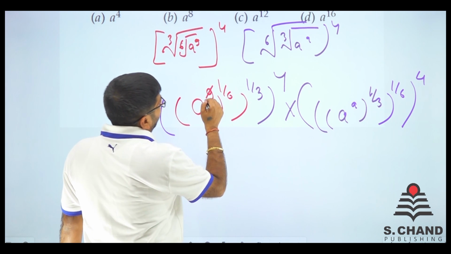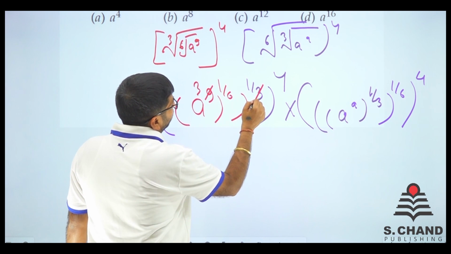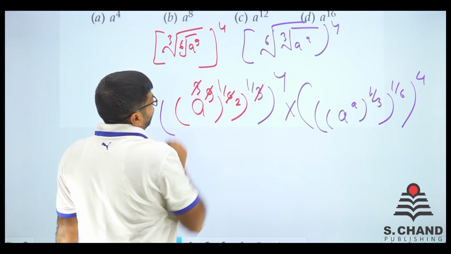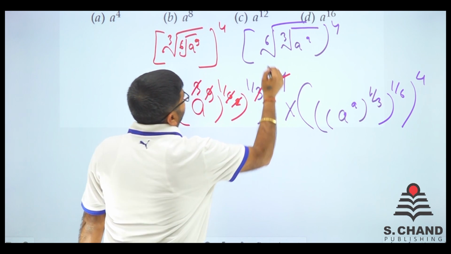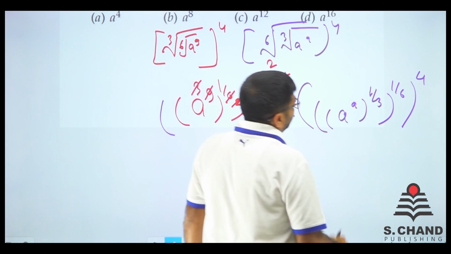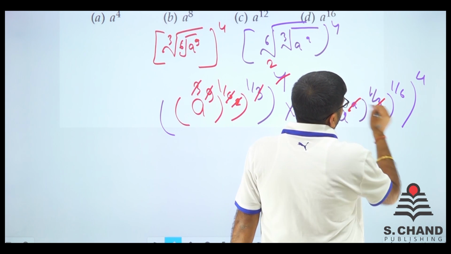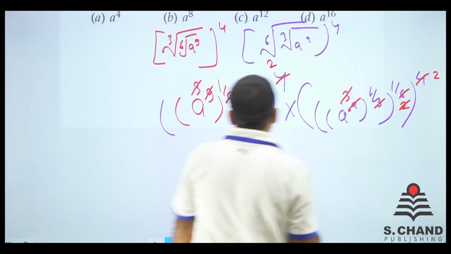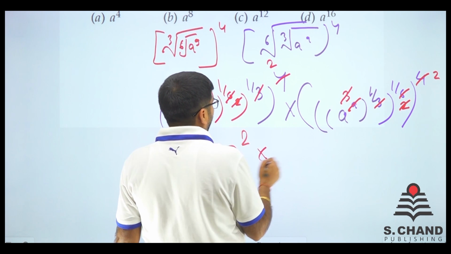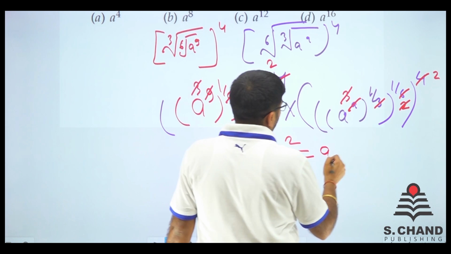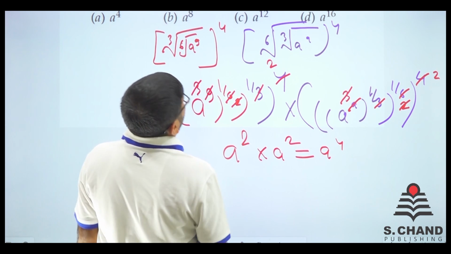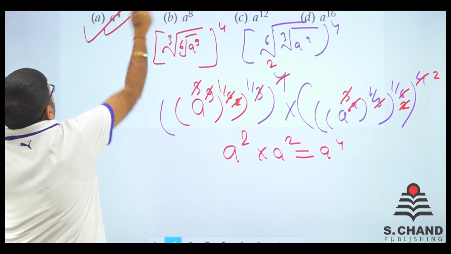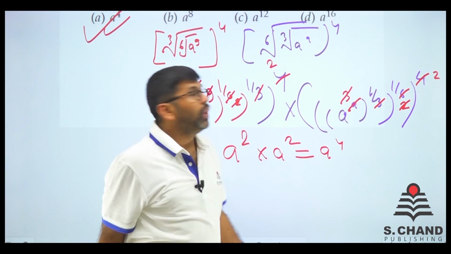So 9, 3 and 3. Then it is 2, 3 is cancelled. So it is like 2 remaining here. In the similar way, 9, 3, 3, 2 and then 2. So we have left a square into a square is equal to a raised to power 4. Is there any option a raised to power 4? The first option. So we got the answer.